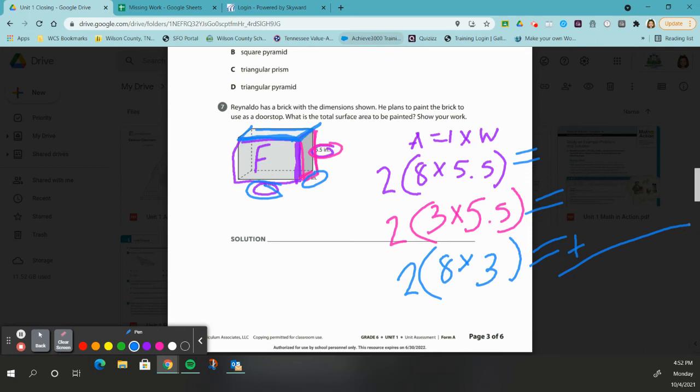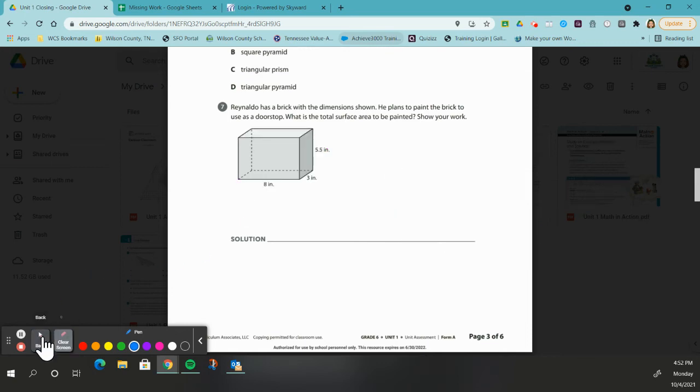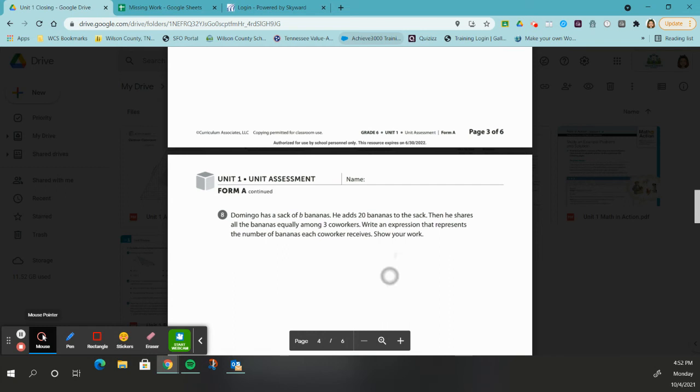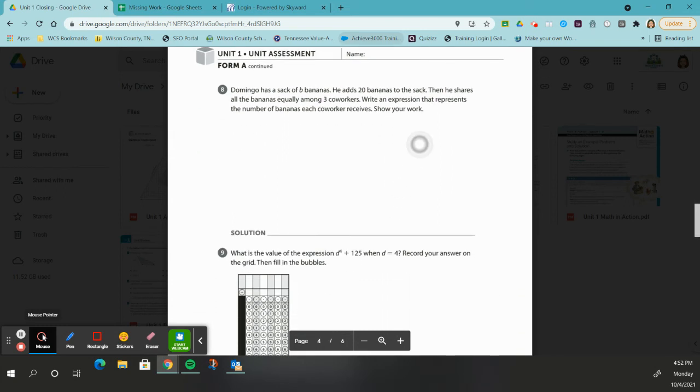So you want to do 8 times 5.5, multiply it times 2. Put that answer here. You want to do 3 times 5.5, multiply it times 2, put that answer there. 8 times 3, multiply it times 2, put that answer here, and add them all together for your final solution. So that is how we do number 7. All right, number 8.